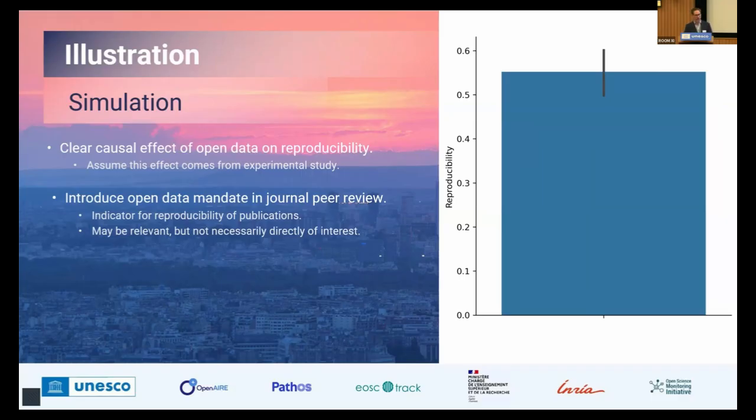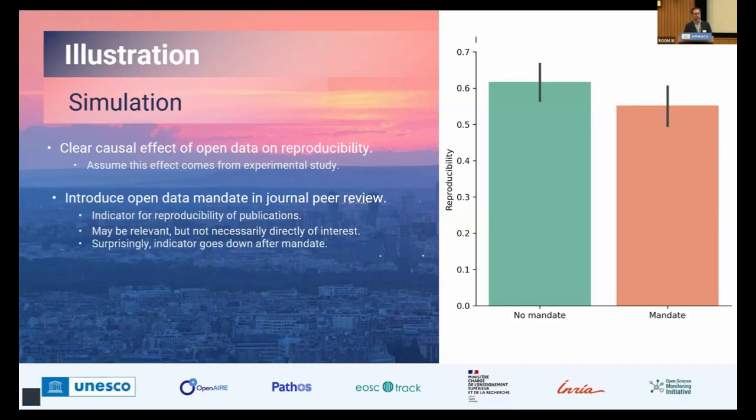Well, challenging. But maybe we can compare it to a before and after period. Maybe we can see what the reproducibility was before we started introducing this mandate and what it looks like after we started including this mandate. And what you now see is that the reproducibility actually goes down, even though we know, because we simulated it, that the actual causal effect is positive.